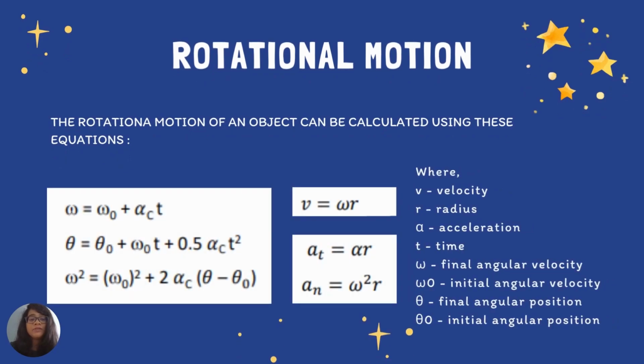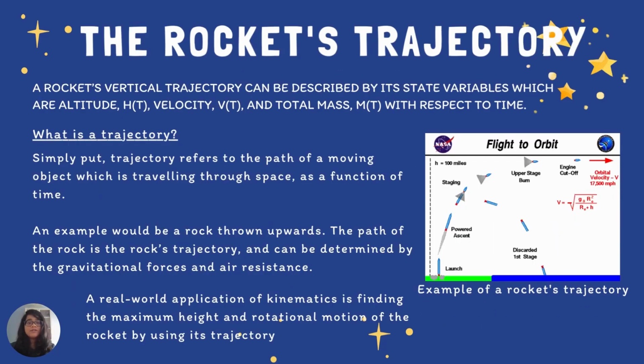We can calculate rotational motion using these equations. A rocket's vertical trajectory can be described by its state variables, which are altitude, velocity, and total mass, each with respect to time. What is a trajectory?